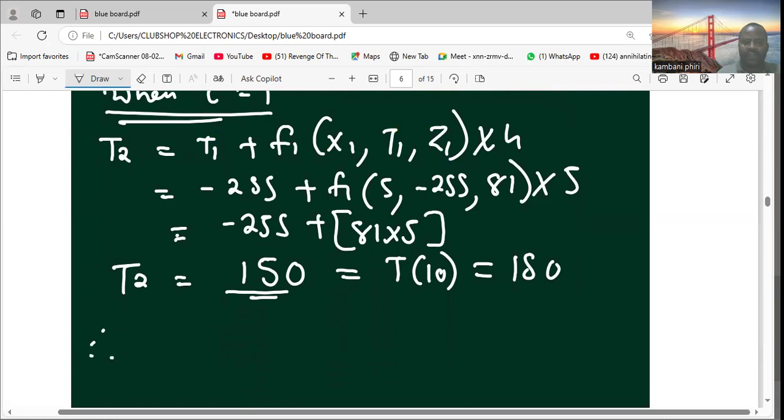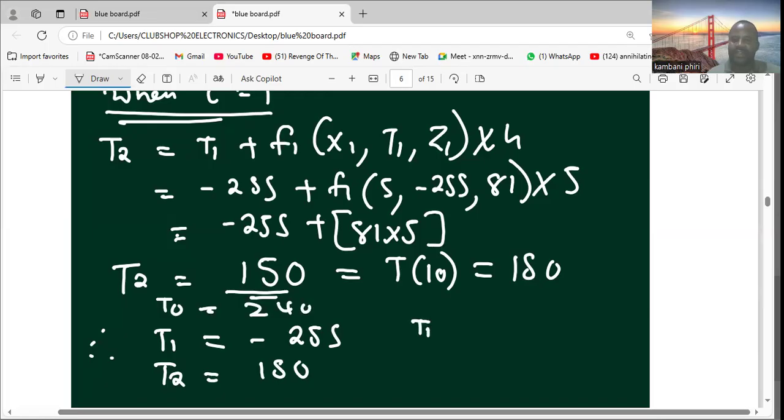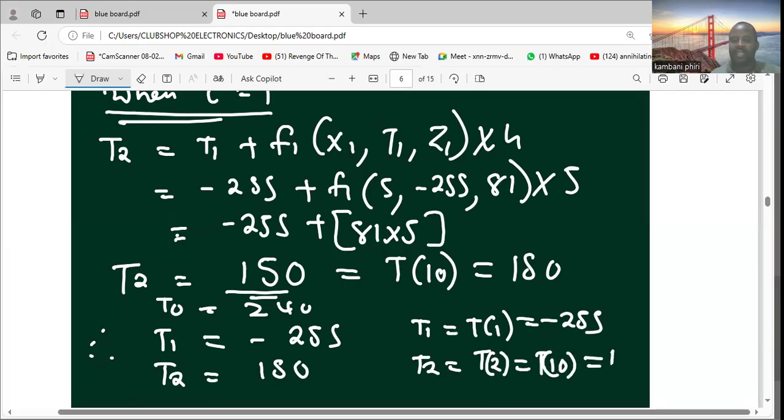If we want to conclude, we can say, therefore, T1 is equal to negative 255. Then our T2 is equal to 150. T naught, if you want, is 240. This T1 is the same as T of 1, which is equal to negative 255. This T2 is the same as T of 2, which is the same as T of 10, and we get 150. So that is our solution.